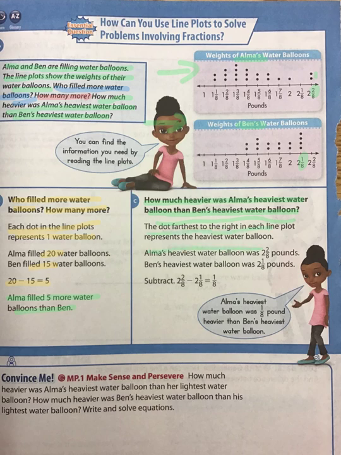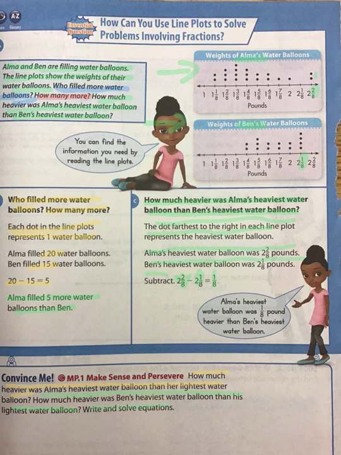Elma's heaviest water balloon was 2 2/8 pounds. Ben's was 2 1/8 pounds. So then we just need to subtract, since it wants to know how much heavier. So 2 2/8 minus 2 1/8 is 1/8. Let's look down at the convince me. It says, how much heavier was Elma's heaviest water balloon than her lightest water balloon? We also want to know how much heavier was Ben's heaviest water balloon than his lightest water balloon.